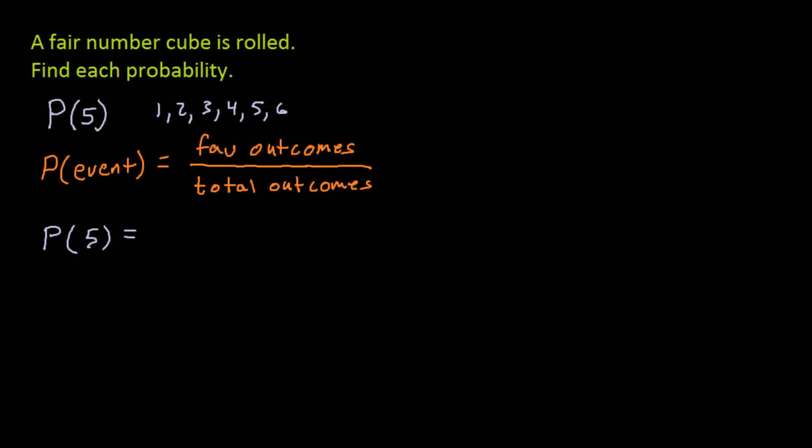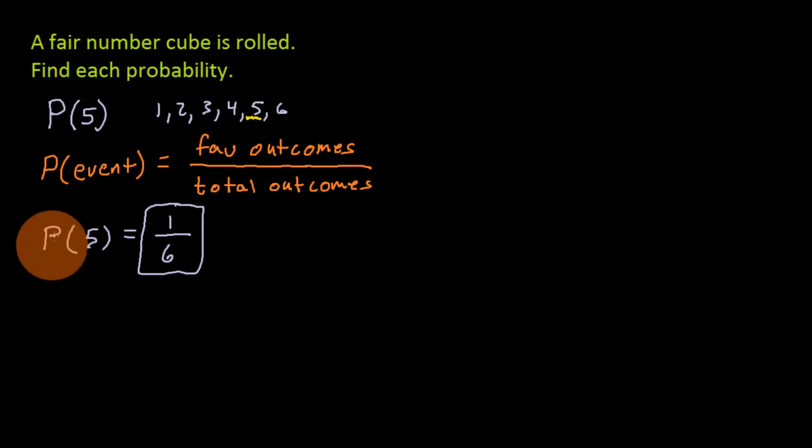In fact, I just want to get a yellow color, and we can just underline 5. That is the one favorable outcome. It's the only time that 5 appears in this list, so it only appears one time, and I'm going to put a 1 on top for favorable outcomes. And what goes on bottom? The total outcomes. Well, how many total possible outcomes are there? There are 1, 2, 3, 4, 5, and 6 possible total outcomes. So 1 over 6 in this case. Can this be simplified? No. So we're just going to box it up, and we've got our answer.